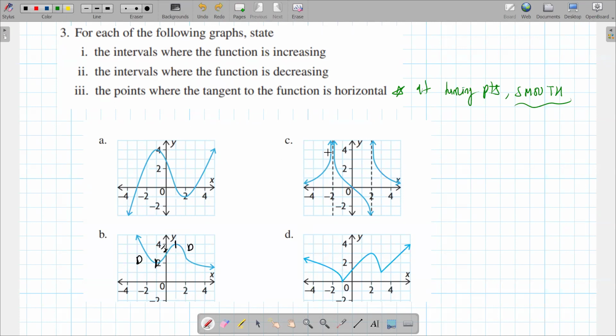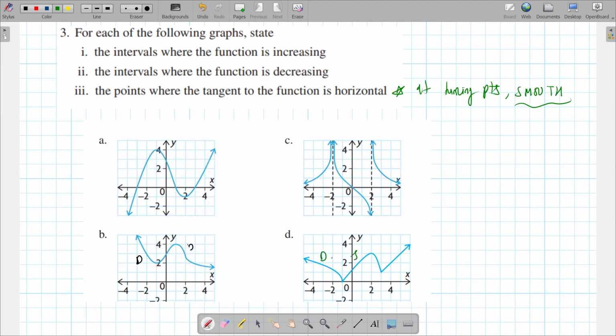For C, let's go one by one. Is this one on the left increasing or decreasing? Is it going up or down? So this one is increasing. What about in the middle? Decreasing. What about at the end? It's also decreasing. There are no turning points. So there are no points where the tangent line is horizontal. Okay, D is again very simple.